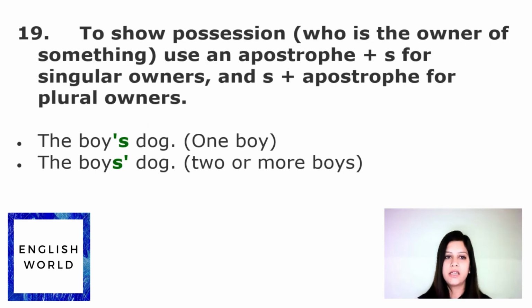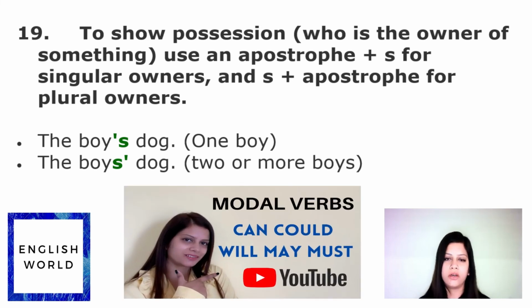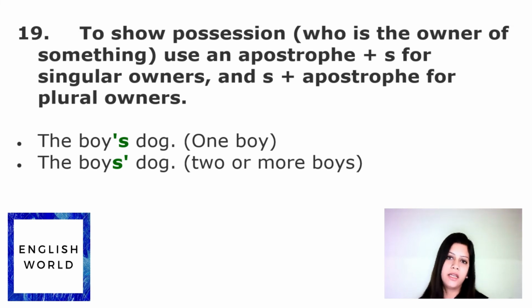The 19th rule says that to show possession, that is who is the owner of something, use an apostrophe plus S for singular owners and S plus apostrophe for plural owners. If the owner of a particular item is one, you will simply say the name of the person and then put an apostrophe and then S. The boy's dog, or Rohit's car, or you can say Amira's house. So Amira, apostrophe and S. But if the noun is plural, then you will put S first and then the apostrophe. The boys' dog. If there are many boys and they have one dog, you will say the boys' dog, the boys' hostel, or the children's park.